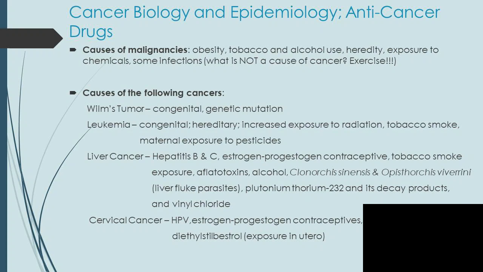Causes of the following cancers: Wilms tumor is congenital and is contained on a genetic mutation. Leukemia is congenital, hereditary, caused by increased exposure to radiation, tobacco smoke, and maternal exposure to pesticides. Liver cancer can be caused by hepatitis B and C, estrogen, progestogen, contraceptives, tobacco smoke exposure, aflatoxins, alcohol, a couple different types of liver fluke parasites, plutonium, thorium-232 and its decay products, radiation in other words, and vinyl chloride.